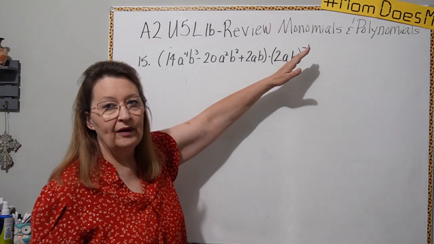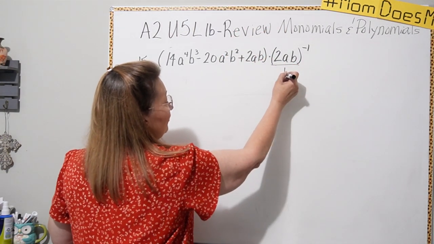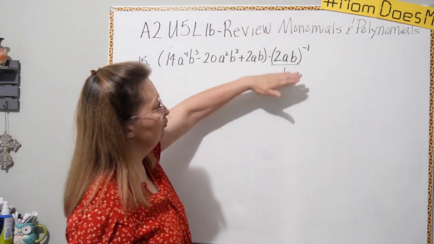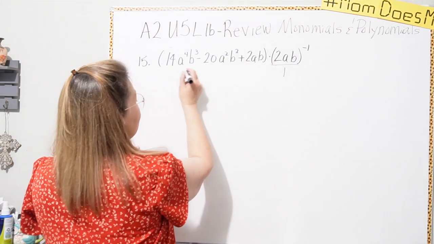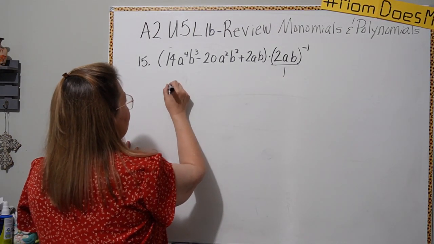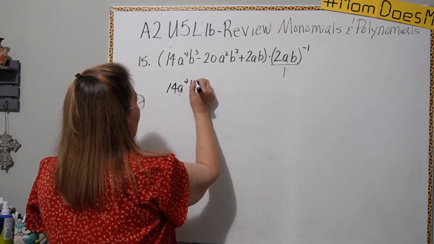To the negative 1. So a negative 1 means you have to flip it. Now remember, everything is actually over 1, so when you flip this, it's going to be 1 over 2ab, and then when you multiply it, that's going to become your denominator. So what I'm about to do in this next step, I am going to split it up, and I'm going to do this all in one step.